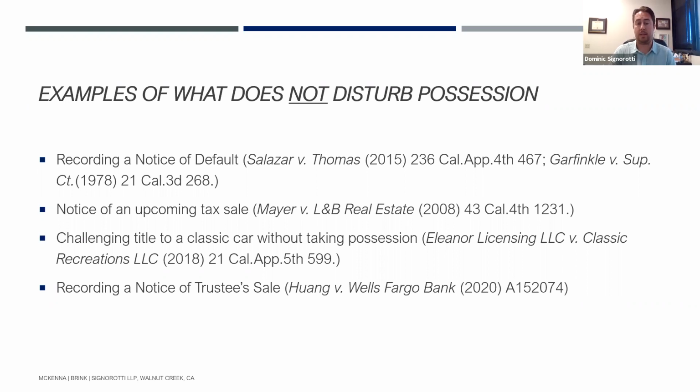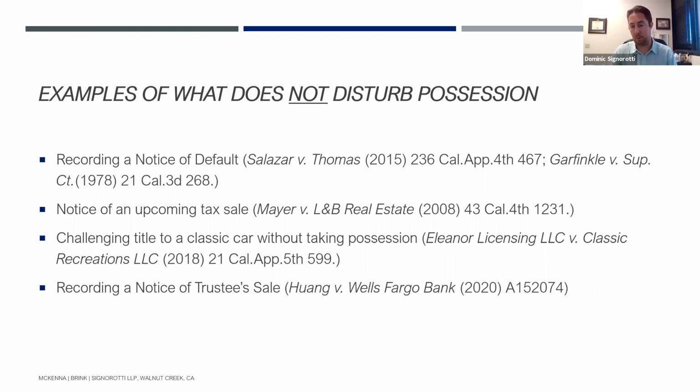And the argument was that the notice of trustee sale put the Huangs on notice that if they don't do anything within 20 days, there is a good chance that the bank is going to foreclose and be able to take title to the property or sell it to a third party via trustee's deed. What the court explained in Huang is that the notice of trustee sale itself is more equivalent to a notice of default than an actual trustee's deed.